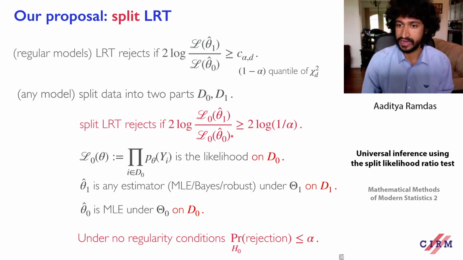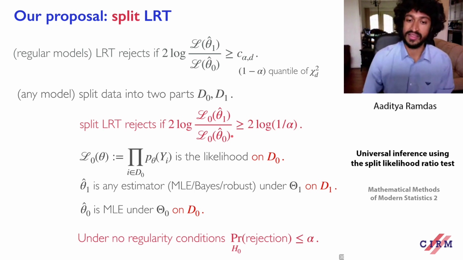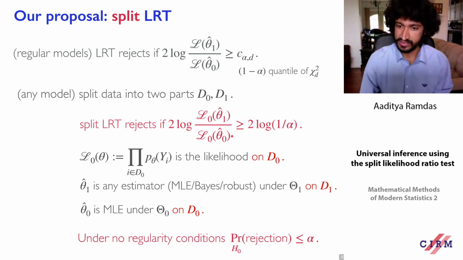But it's important to pay attention to what these are. In the numerator and the denominator, I have this term L0, which is just the likelihood on D0, just the first part of the data. So the second part of the data doesn't appear when taking the likelihood L0. It appears when calculating the estimators theta hat 1 and theta hat 0. Theta hat 1 is any estimator. It doesn't have to be the MLE. It could be a Bayes estimator, a robust estimator, but that's calculated under the alternative as before, but it's calculated on D1. And theta hat 0 is the maximum likelihood estimator under the null, but on D0.